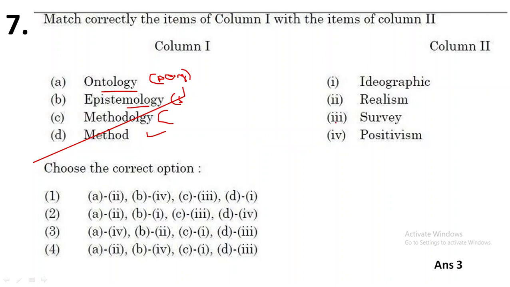So we can see that there's survey. Survey is a method, we know, right? So option D matches with option 3, right? Then comes the ideographic. Ideographic is a methodology, right? We have a methodology we call ideography, and the other is nomothetic, right?